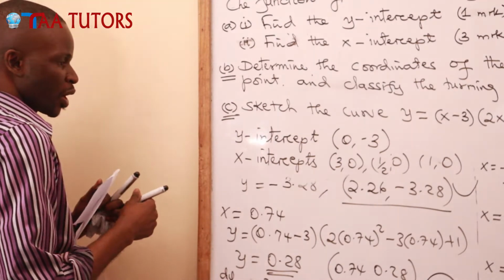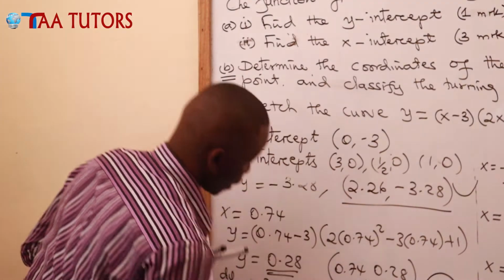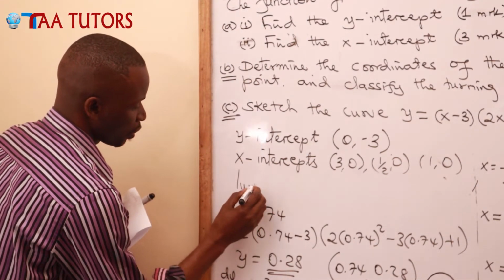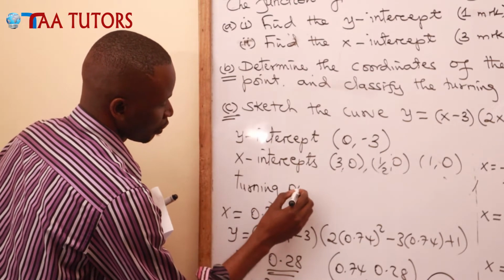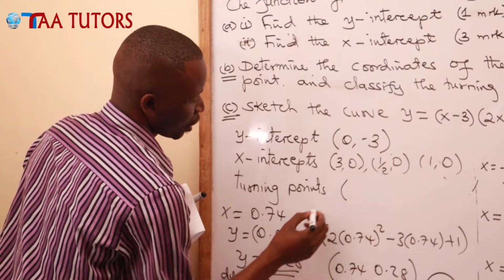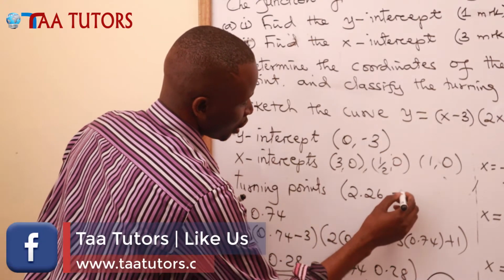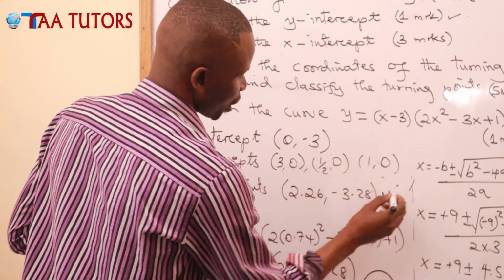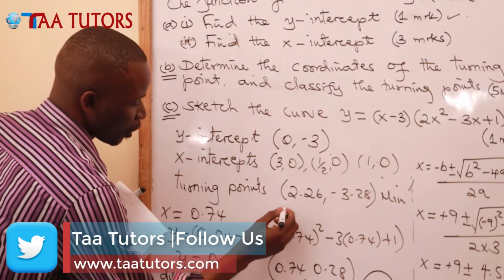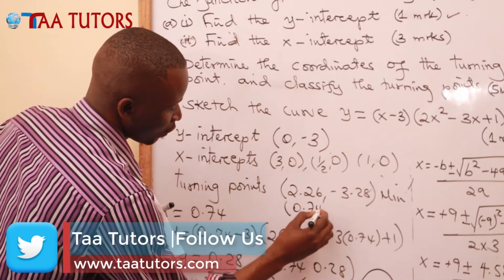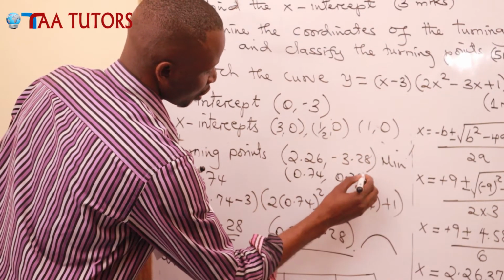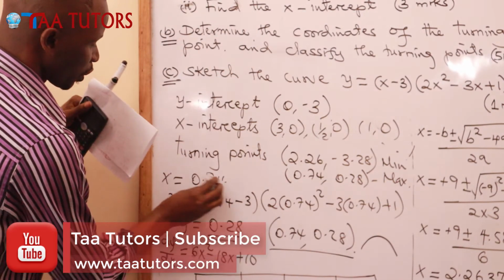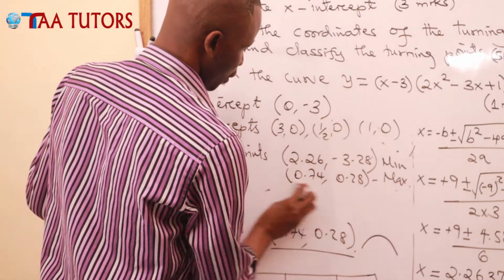So we have that, and therefore right now again we have the turning points. Turning points are 2, and the first one is 2.26, -3.28. And we have said that this turning point here is minimum, so I have to indicate there. And then the second turning point is here, which is 0.74, 0.28, and we have said this one, if the other one is minimum, this one must be maximum turning point. So now that we have those turning points, viewers, we can now go ahead to sketch our curve.